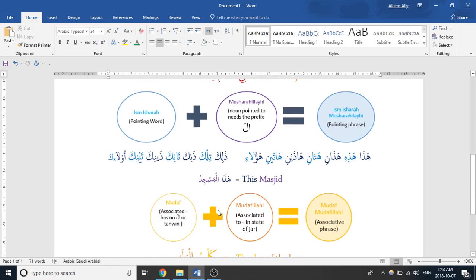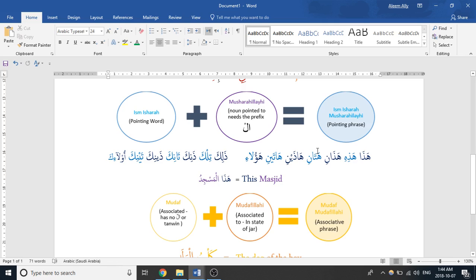Next up we have ismu ishara and mushara ilay, which is known as a pointing phrase, and this is made up of 2 parts. The first part is the ismu ishara, which is a pointing word, such as dhalika or hada, so that or this. And then the second word is known as mushara ilay, which is simply just a noun that has an alif lam. It has to have that alif lam, and if they follow one after the other, then it means that you're pointing specifically at that object, and that object is specific. It's not non-specific. So it wouldn't be translated as this is a book, right? It'd be this book if you said hadal kitab.